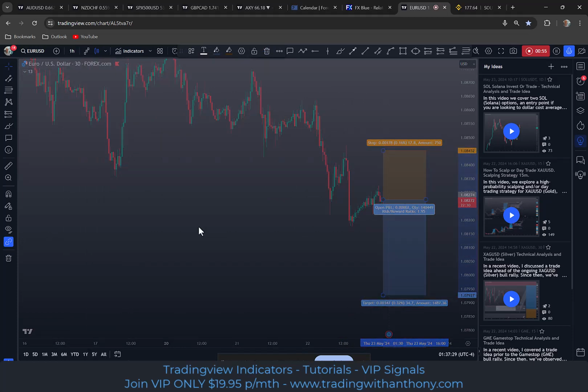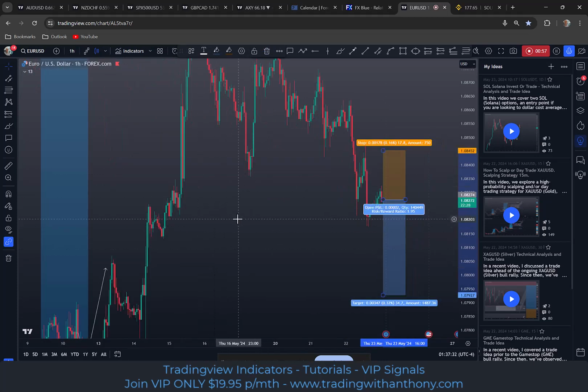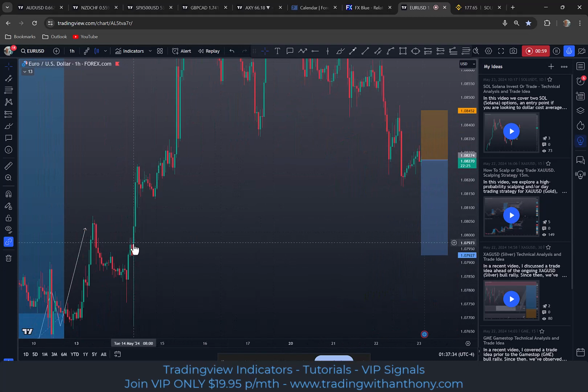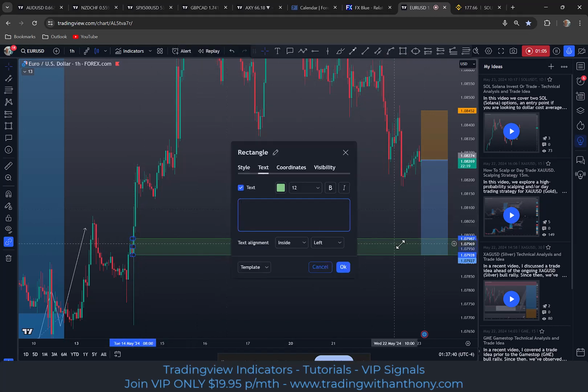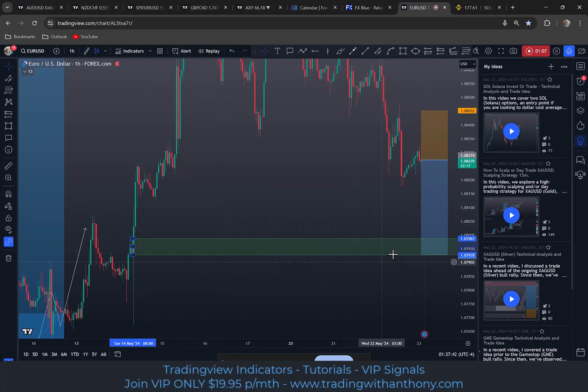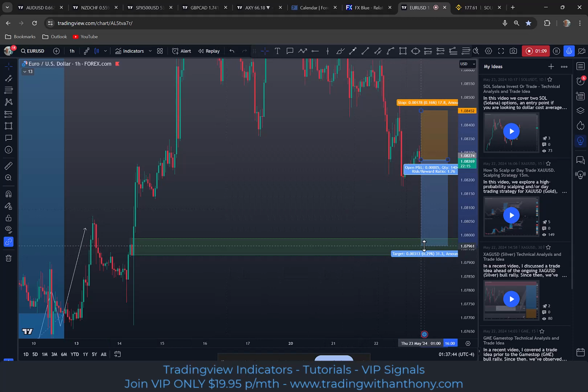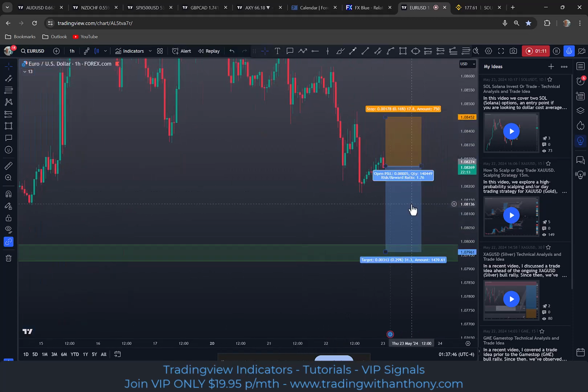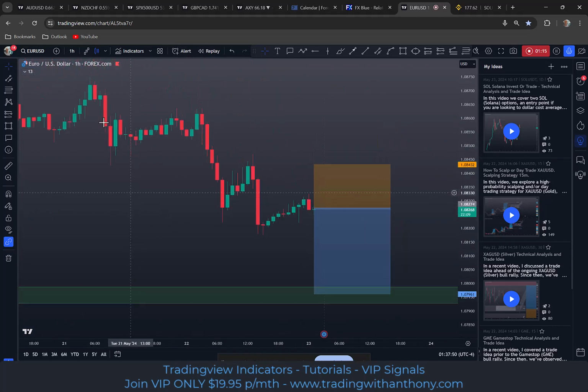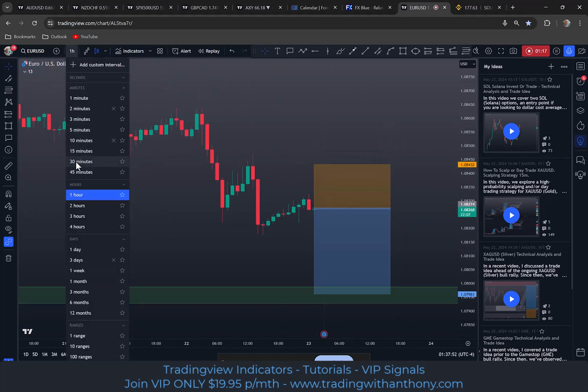1 hour. Targets: this order block down in here could be a target, this red candle, and that works very nicely. So let's pull that back slightly. You could tighten that up. Let's have a look at this price action, go down to 15.